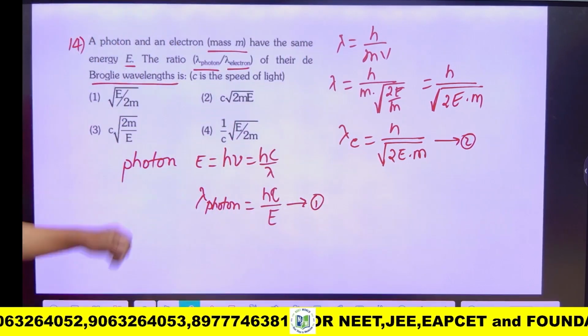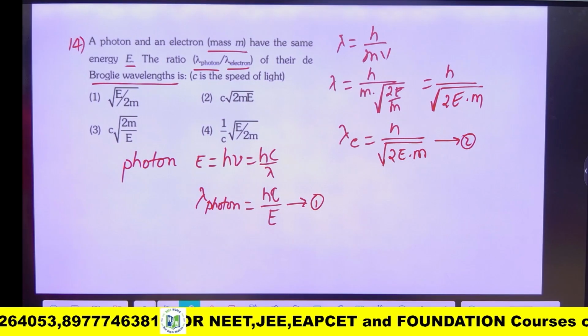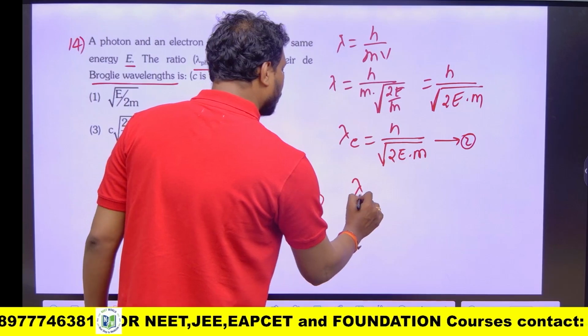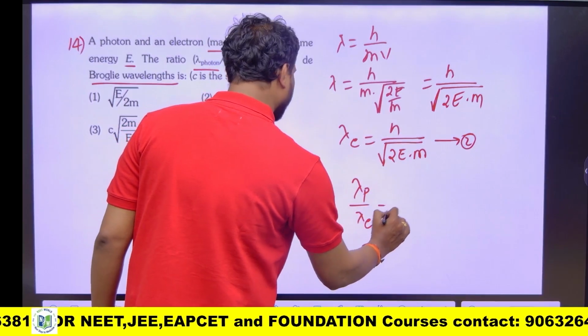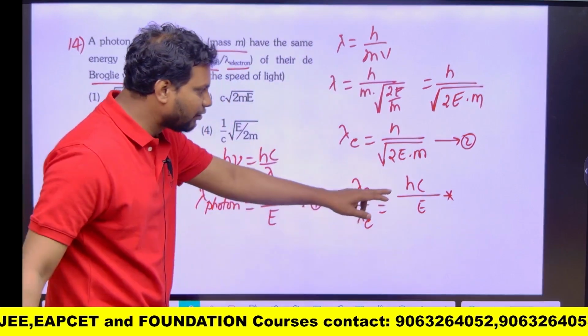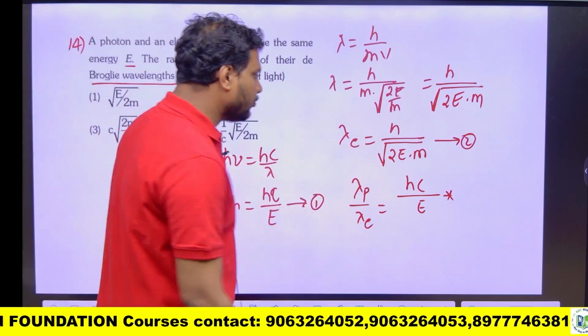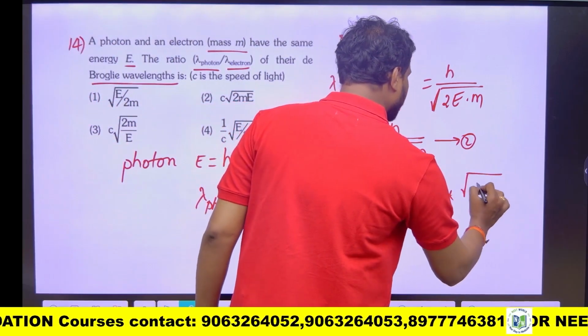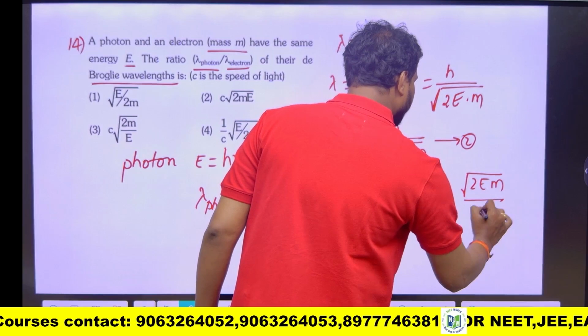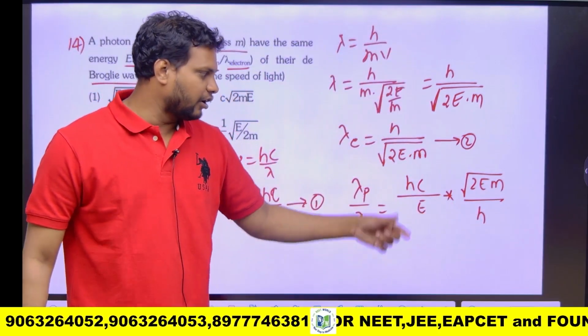Then they're asking lambda photon by lambda electron. So lambda photon by lambda electron can be taken as hc divided by E multiplied by, it becomes inverted, you can write under root of 2Em divided by h, because it is a mixed fraction. Again, it goes to the numerator.